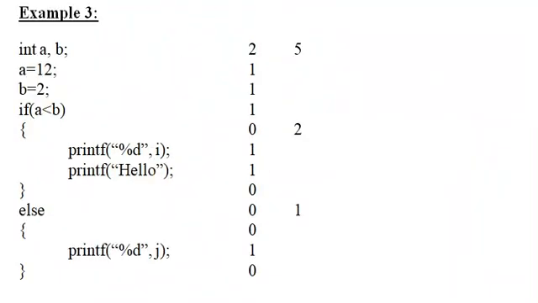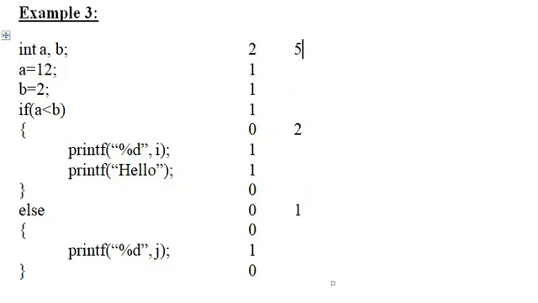This is the next example. It is similar to the earlier one, only there is an additional printf statement in the first part of the if case. So the time complexity of this part is 2, 1 plus 1, and the time complexity of this part is only 1. So in this case, we have to consider this part, as its time complexity is bigger than the time complexity of the other part.